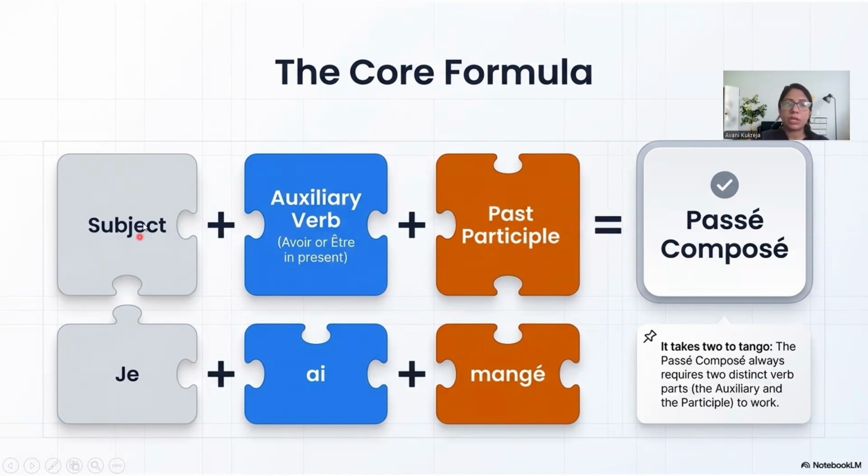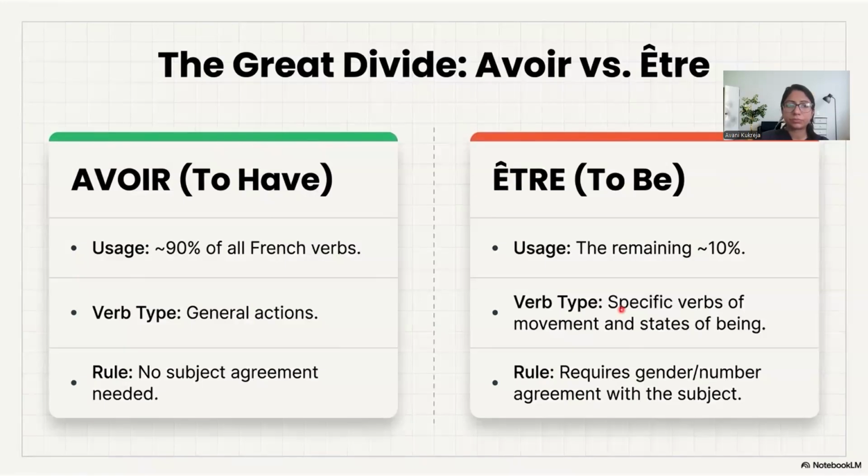So again, the subject can be je, tu, il, elle, nous, vous, ils, elles. Then the conjugation of avoir or être, depending upon the subject, and the past participle, which we will learn shortly. So this is the formula. Now, let's understand.